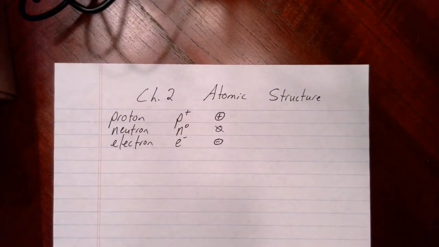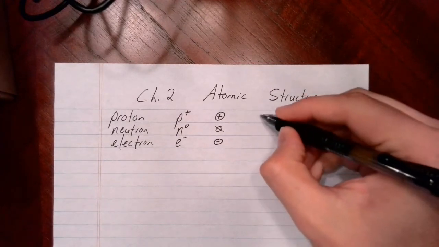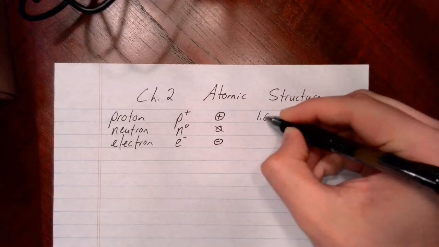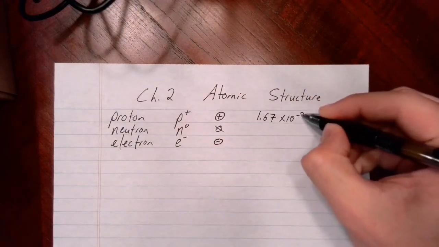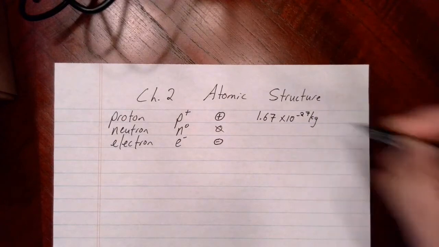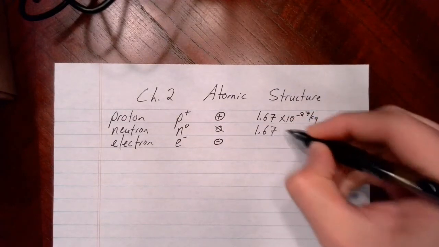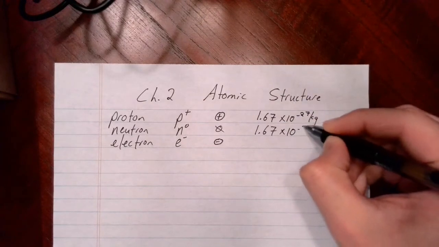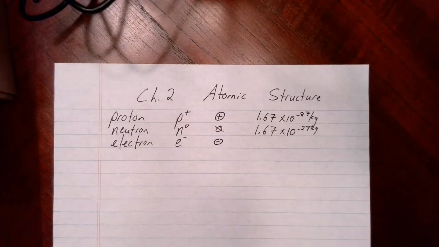So the masses of these particles are extremely small. The mass of a proton is around 1.67 times 10 to the negative 27 kilograms. Then the mass of a neutron is approximately the same. Those numbers are kind of difficult to think about because they're so small.